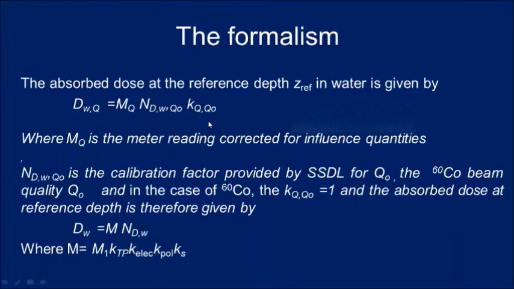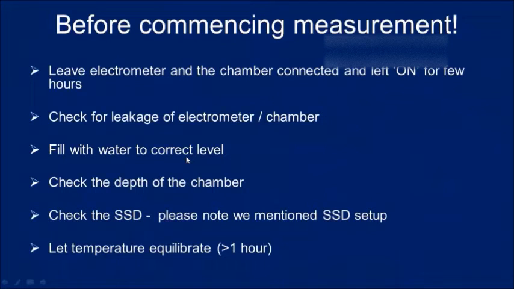But in this case, we are going to use cobalt 60, and most of the SSDL calibrates and provides the calibration factor with Q0 as cobalt 60. So then this calibration factor will be for cobalt 60. You don't need to have KQQ0, that will be 1. So your equation now reduces to dose to water is equal to meter reading corrected for influence quantities multiplied by the calibration factor NDW.